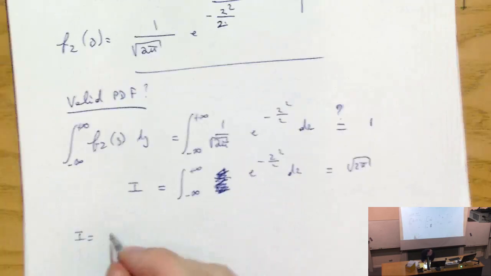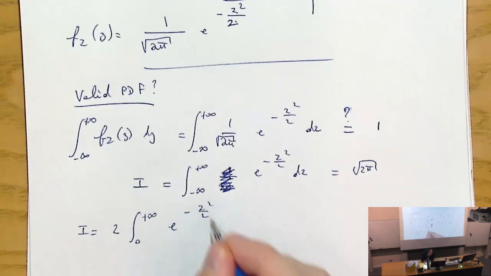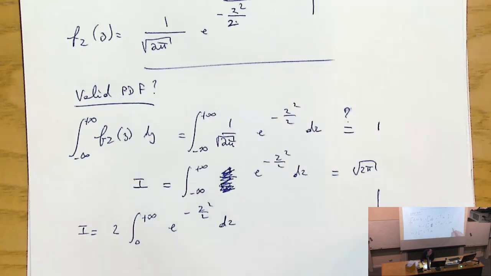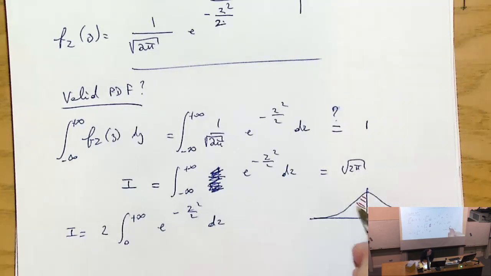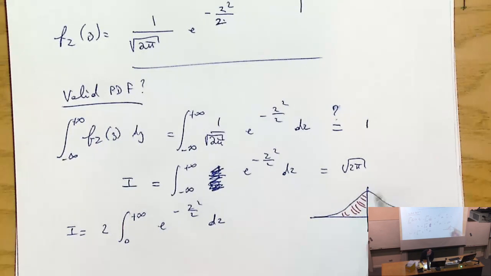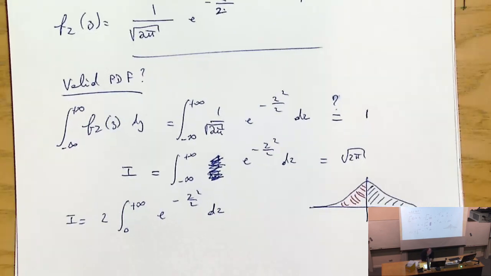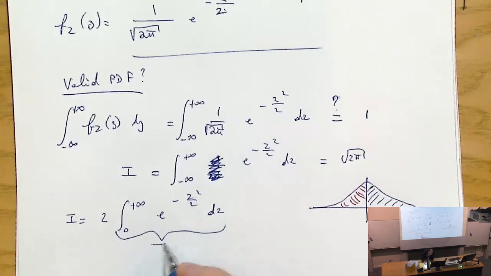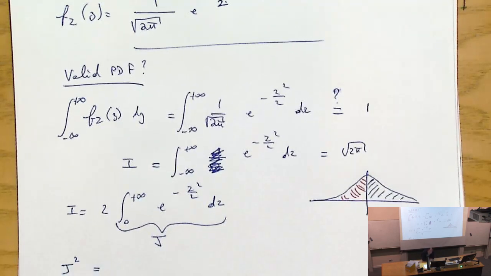That means I can compute this as 2 times the integral between 0 and positive infinity of e to the minus z square over 2 dz. So what I'm saying here is that the part in red and the part in blue are the same. And this is another integral, this is J. So let's compute J. But rather than computing J, I will compute J squared. And you will see why.